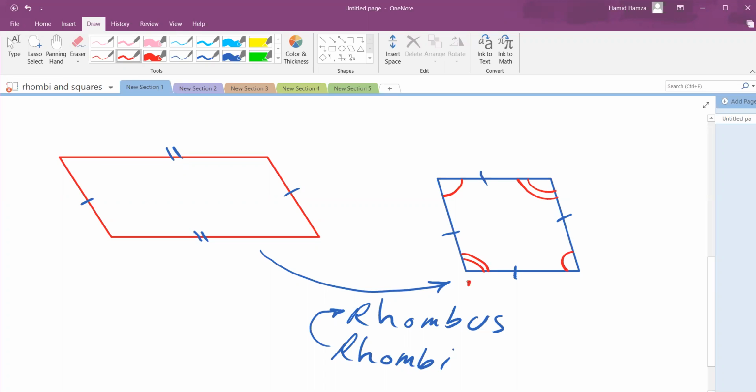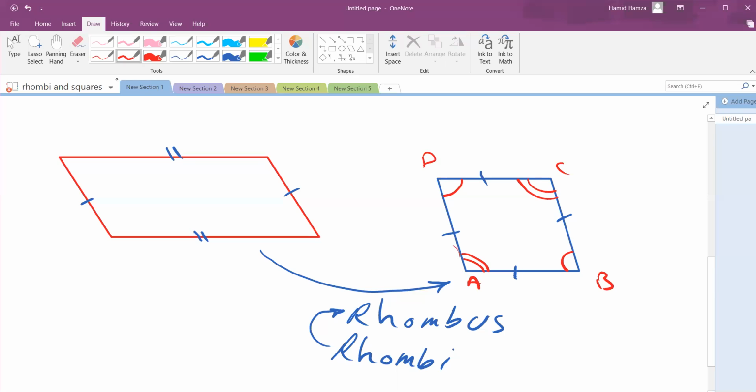So this is A, B, C, D. This means measure of angle A plus B equals 180. B plus C equals 180. C plus D equals 180. D plus A equals 180. This is successive angles. So what about the diagonals?